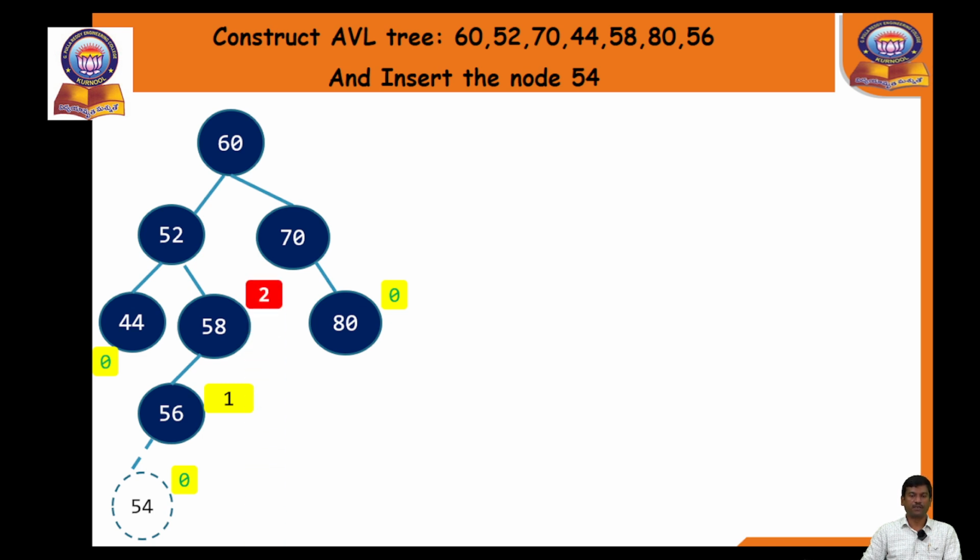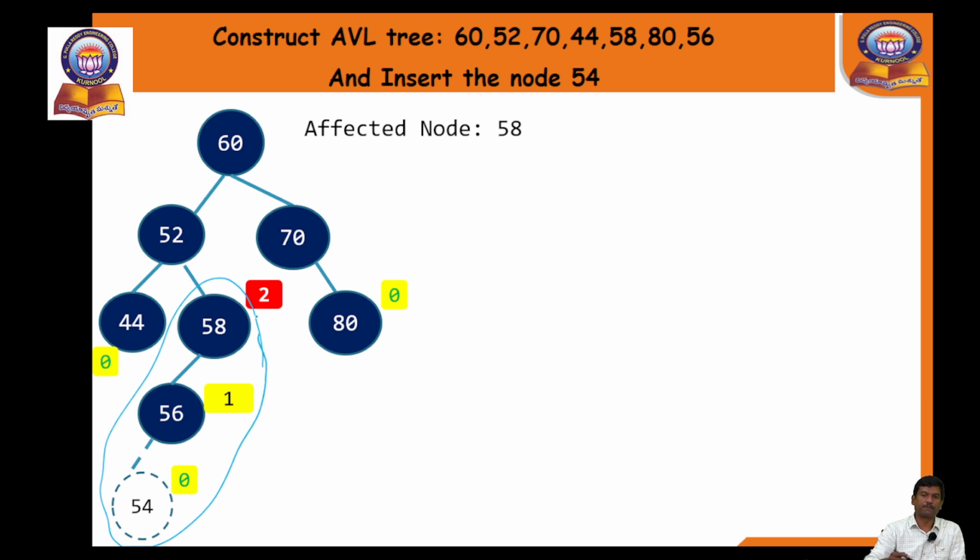That is, the height of the left subtree, that is 2, minus the height of the right subtree, that is equal to 0. So 2 minus 0, that will be equal to 2. This is not allowed, because the balance factor must be minus 1, 0, or 1. So the affected node is 58. And from this perspective, look at how the subtree looks. The subtree is left heavy. So when the tree is left heavy, what should be done? Rotate right.